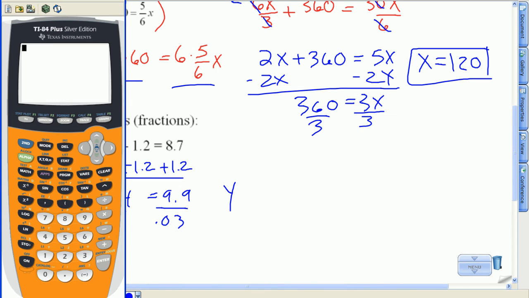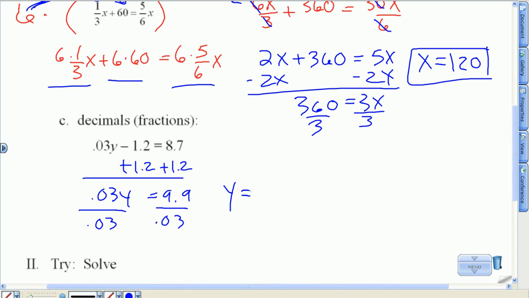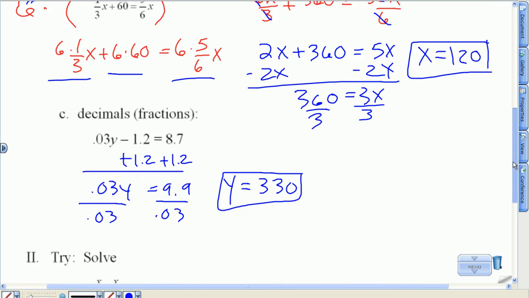I don't like using the calculator too much, but with decimals it's a good idea. So 9.9 divided by 0.03, and we're looking at 330. So y equals 330. So decimal problems, not too big of a deal. We're going to treat them like regular equations. We're not going to treat them like fraction problems.